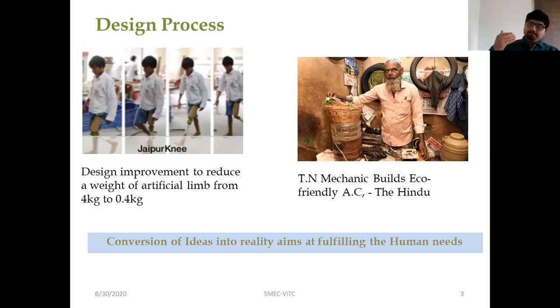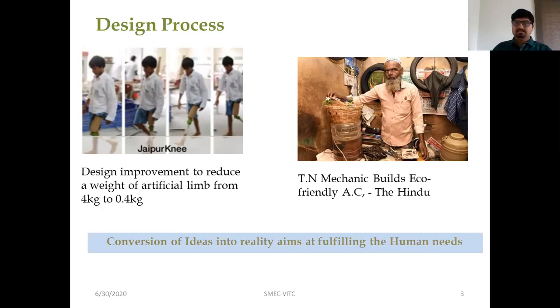So when this situation was understood, people came forward again to see how to reduce the weight, and what modification we could work out on this existing design. That is the improvement that was achieved, and they succeeded in reducing 4 kg to 0.4 kg. The people who are actually using that artificial limb are able to run and do their activities at ease.